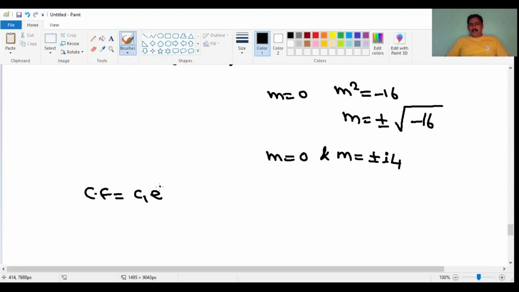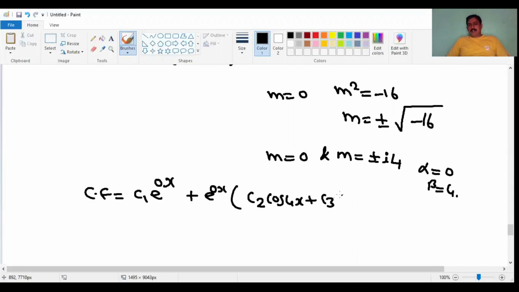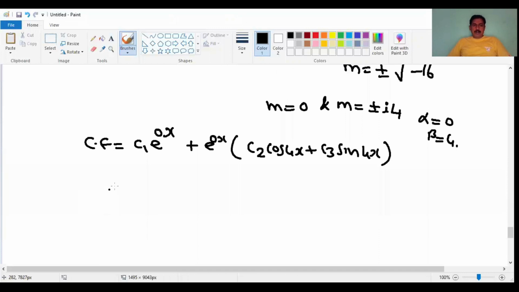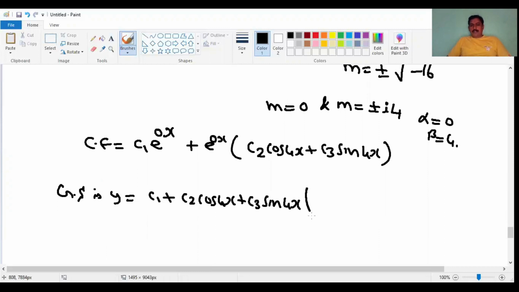You get c1 e power 0x. Here the alpha value is 0 and the beta value is 4. You can write e power 0x times c2 cos beta x plus c3 sin beta x, with beta value 4. Here your right hand side is 0. Therefore your general solution is y equal to c1 plus c2 cos 4x plus c3 sin 4x, which is the required answer.